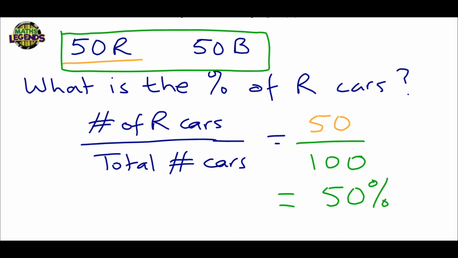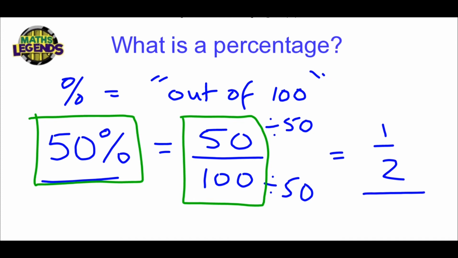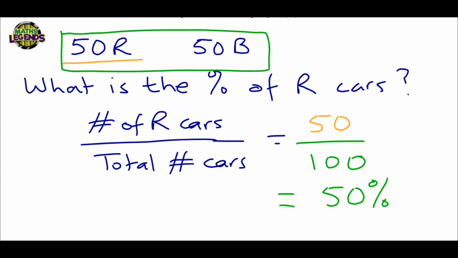Now looking back at what we wrote previously, here we saw that 50 out of 100 was the same as 50%. The answer here is also 50%. Half of the number of cars are red, hence it's 50%. Let's look at another example.